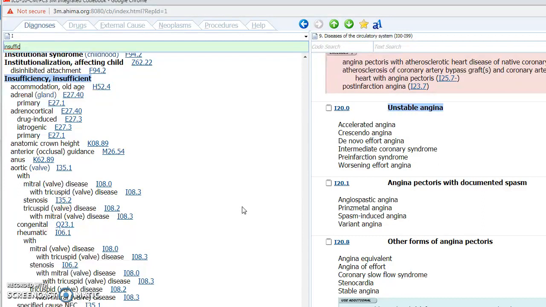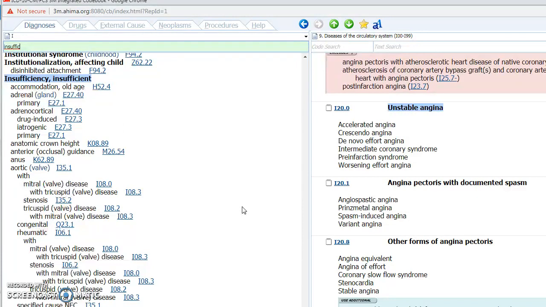Otherwise, you're going to code an old MI. So let's say a patient suffers a new MI within that 4 weeks of acute type 1. A code from category I22, which is a subsequent STEMI and non-STEMI, depending on what it is, is used in conjunction with a code from I21. How are we going to sequence it?